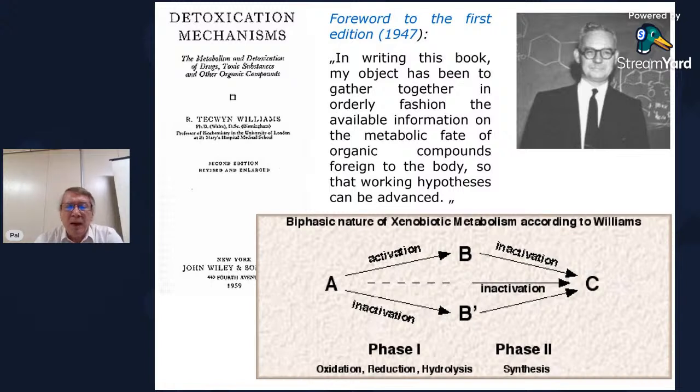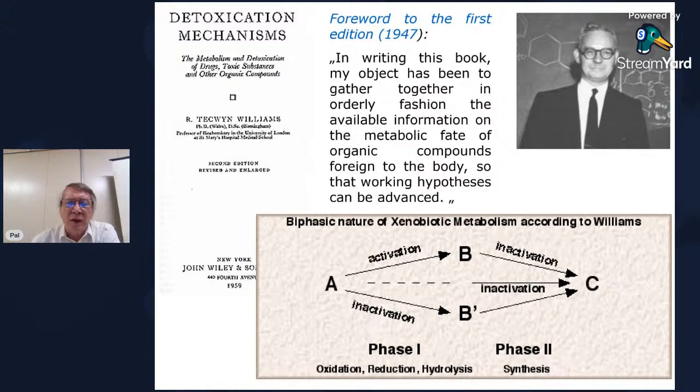The metabolic transformation, knowledge on the metabolic transformation is a relatively new field of research. And the first book, which summarized the knowledge of that particular time, appeared in 1947. In 1947, it was Richard Tecwyn Williams who summarized the information, and he was the scientist who divided the metabolic transformation of foreign substances into the so-called activation phase, which he called phase 1 transformation, and the inactivation phase, which he called phase 2 transformations.